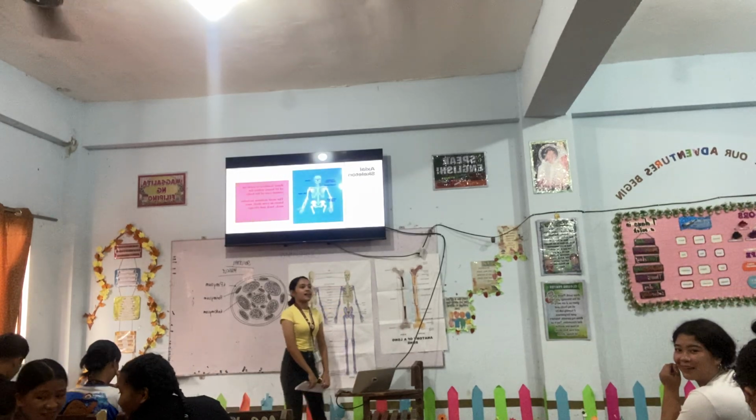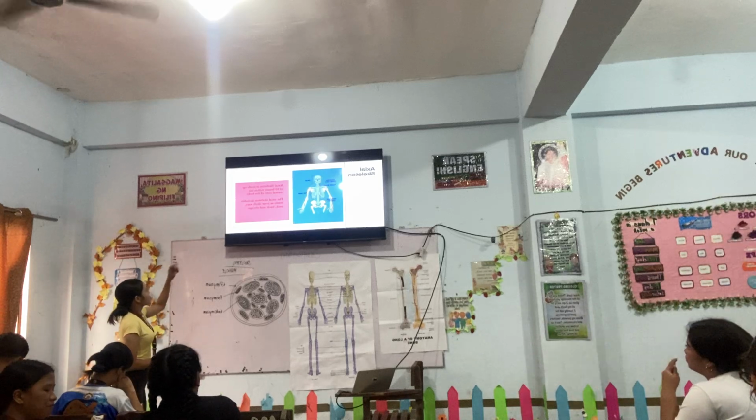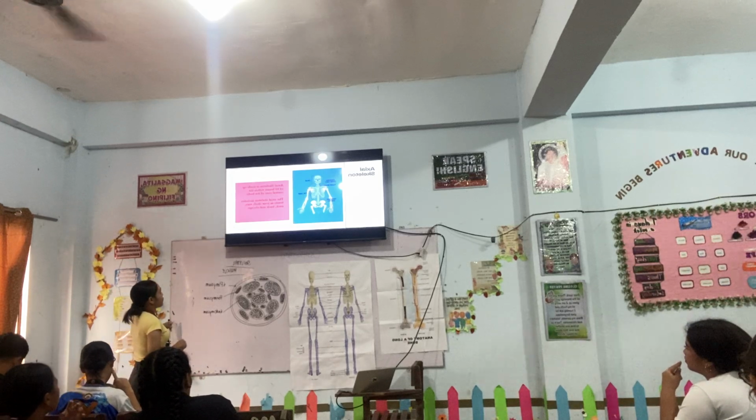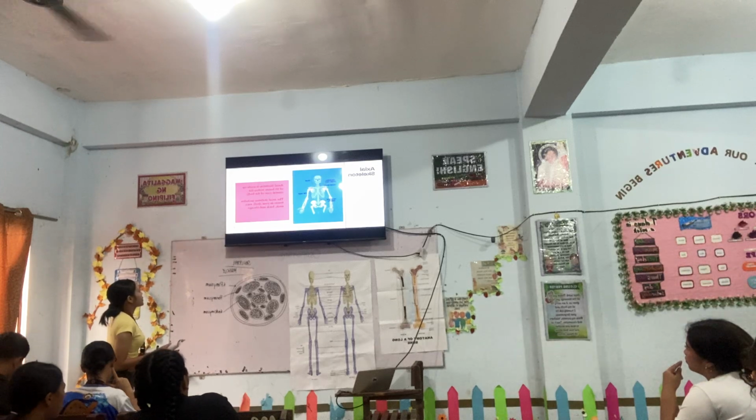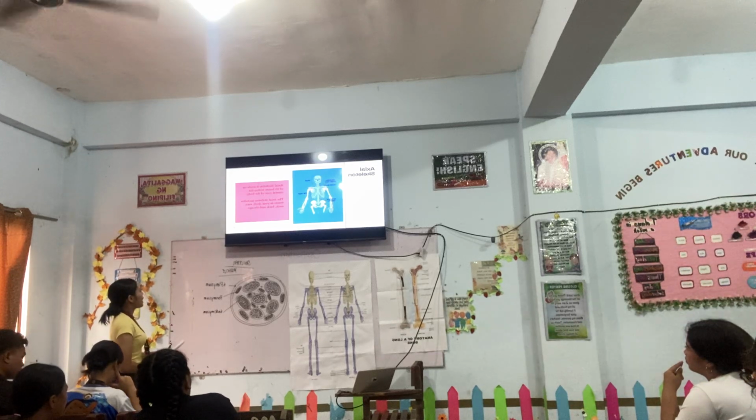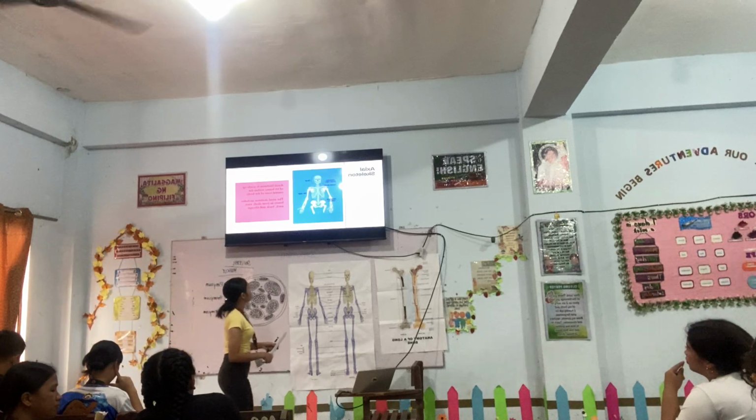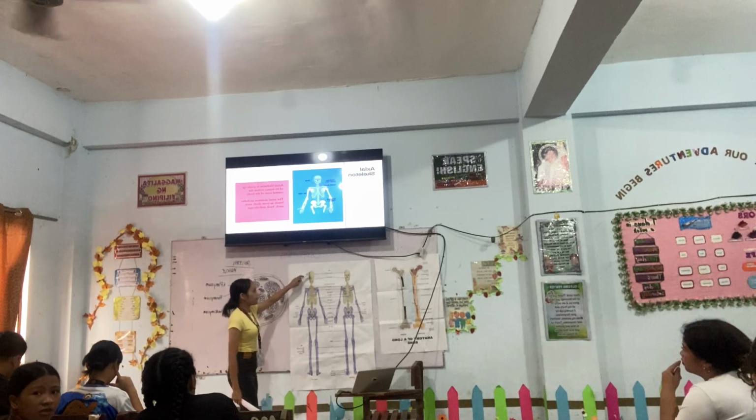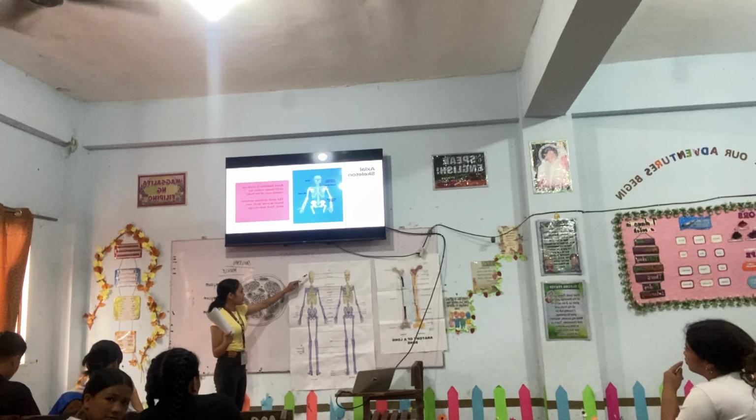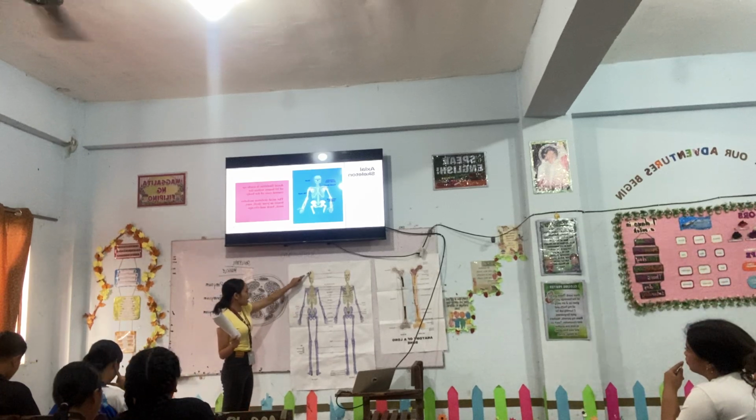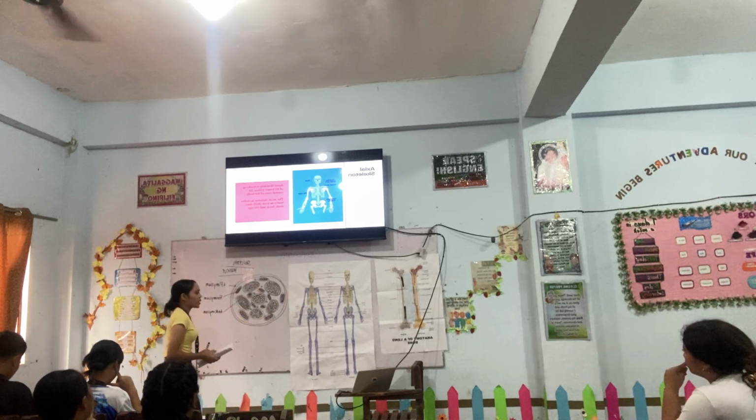So, our axial skeleton is made up of 80 bones within the central core of the body. The axial skeleton includes the bones in your skull, ears, neck, back, and ribcage. So, we can see in the picture our axial skeleton.